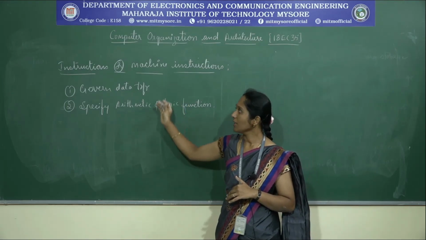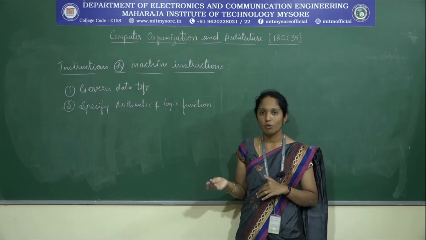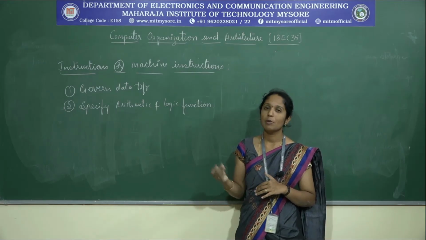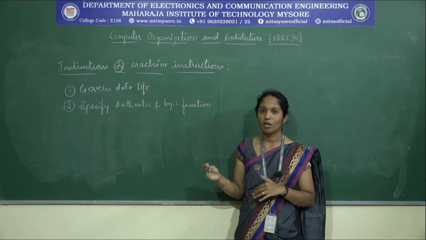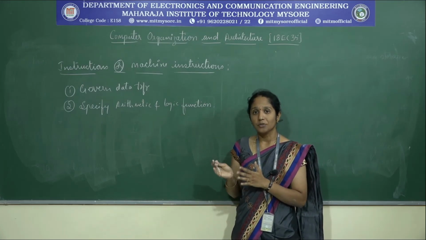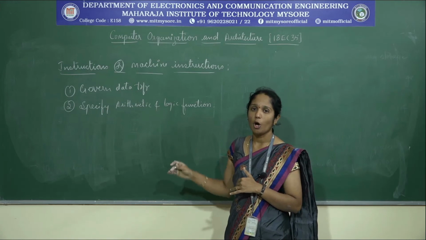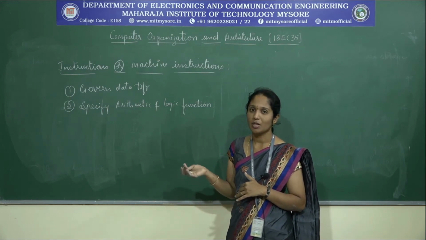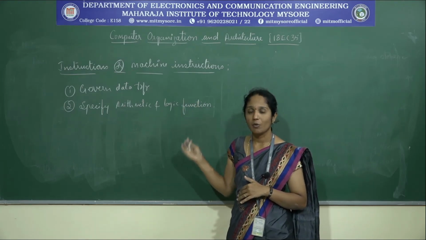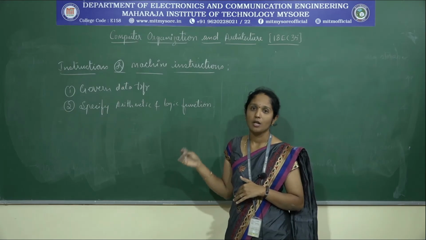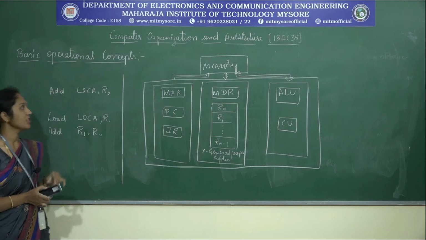Now usually these machine instructions will be written in a high level language which is called the source program, and we have a compiler which will be translating that high level program into a machine level program. That machine level program is called the object program. Okay, so we have conversion from source program to object program that can be understood by the computer. So this is about the machine instructions which are required for writing a program in order to perform a particular task. Next we have the basic operational concept.